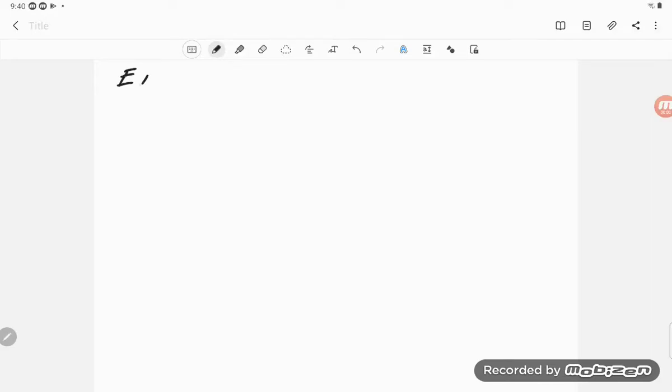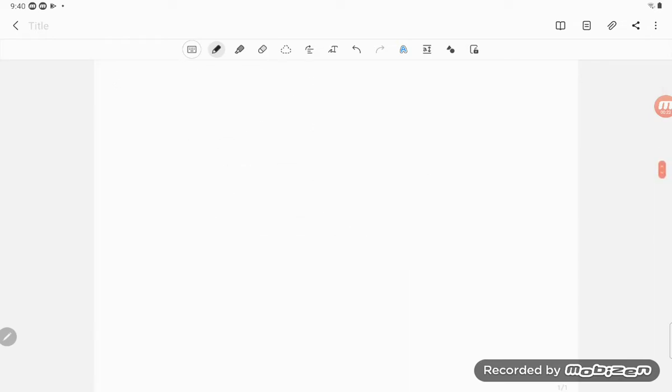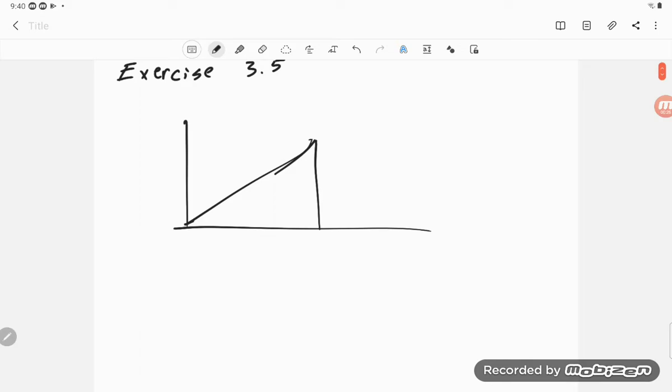Now, in exercise 3.5, I'm going to do a similar sort of example, just that, suppose I have something like this, and maybe this, oops, I was brushing something off the screen. Maybe this goes out to 3.